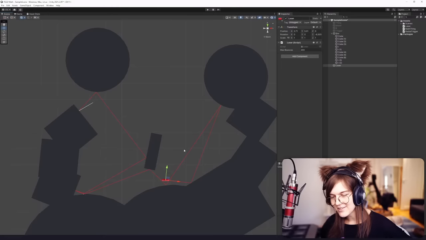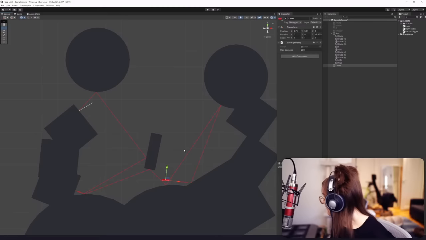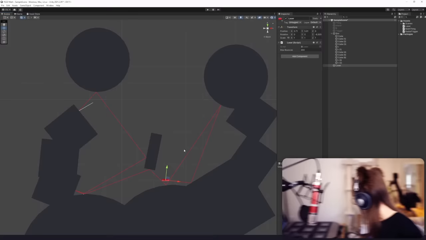10-minute cat camera. Oh, no, Thor is not napping. He's standing right next to me. Hello?